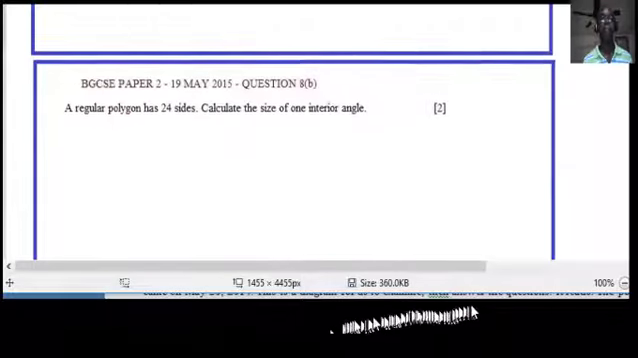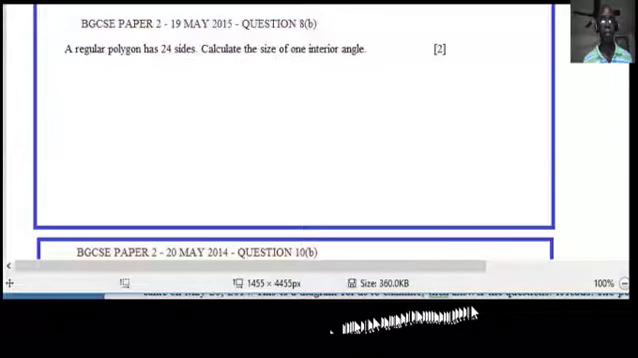This problem we are about to look at is the BGCSE Past Examination question, Paper 2, Question 8b. This exam came on May 19, 2015. It reads, a regular polygon has 24 sides. Calculate the size of one interior angle. If you are observing these problems, you would have noticed that this problem is closely related to the second part of the previous problem we just did.